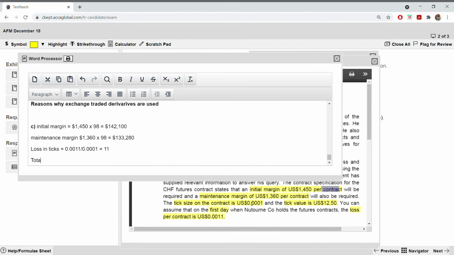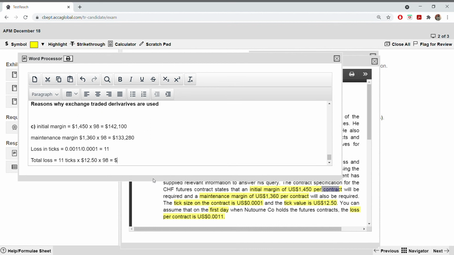Total... make sure that each of these you write in separate lines. Loss in ticks is not enough, you have to convert to total loss. So total loss will be 11 ticks multiplied by the tick value, which is given as $12.5. Always check your screen whether the number you are writing is correct or not. Multiply by 98 contracts, so equal to dollars.